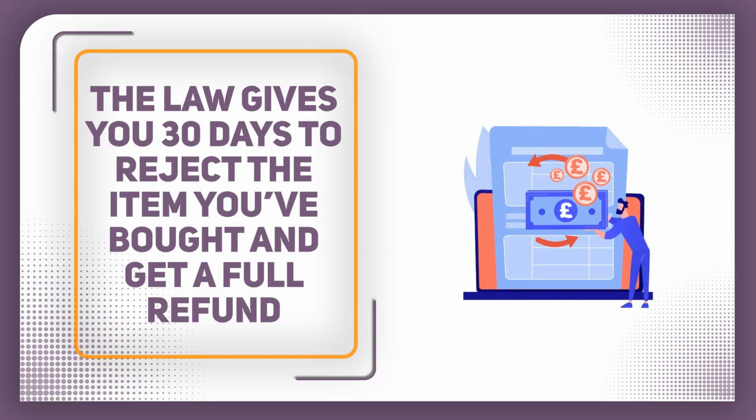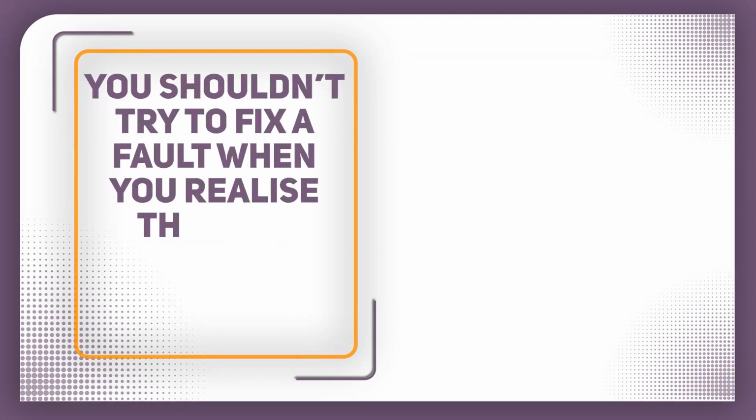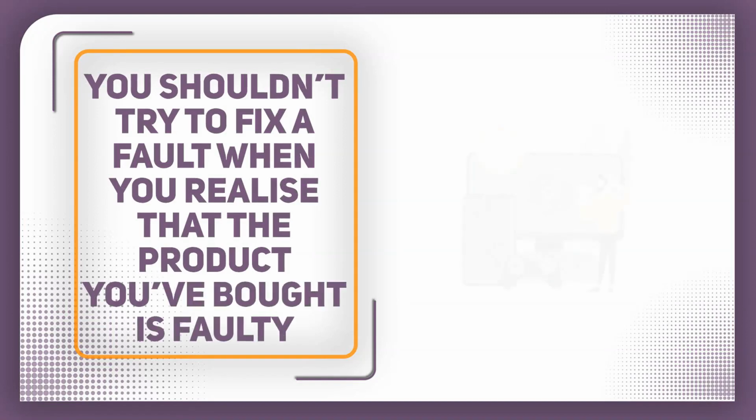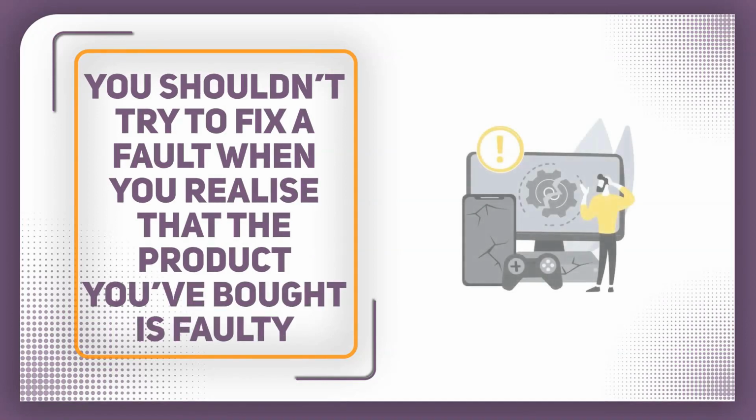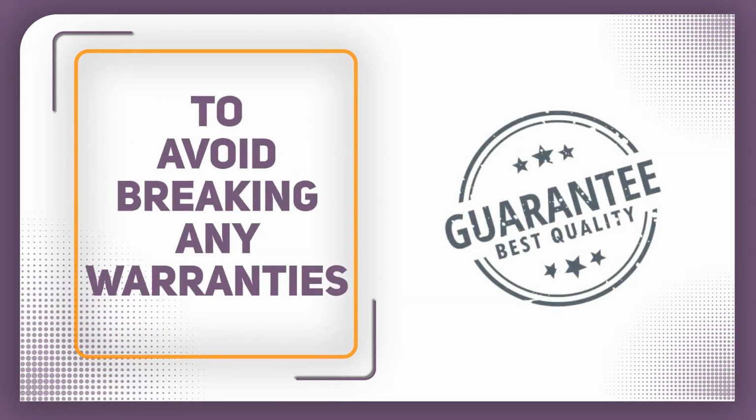It's 30 days. However, you shouldn't try to fix a fault when you realise that the product you've bought is faulty. You should let the seller know that there's a problem as soon as you can, to avoid breaking any warranties. These laws only cover the consumer when the goods are faulty.